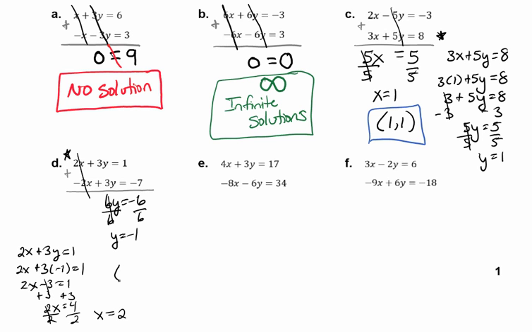So here we'll have an ordered pair of 2, comma, negative 1. Then again, that needs to be checked. So it needs to be plugged into our top equation and our bottom equation to see if it works. And in fact, it does. So here we have one solution as well.